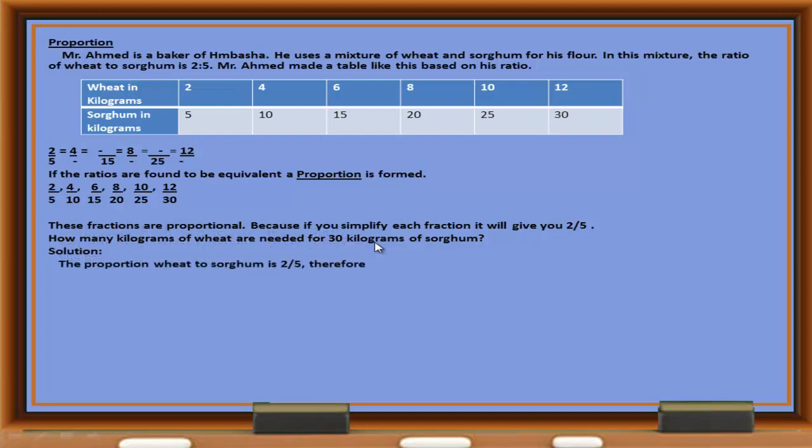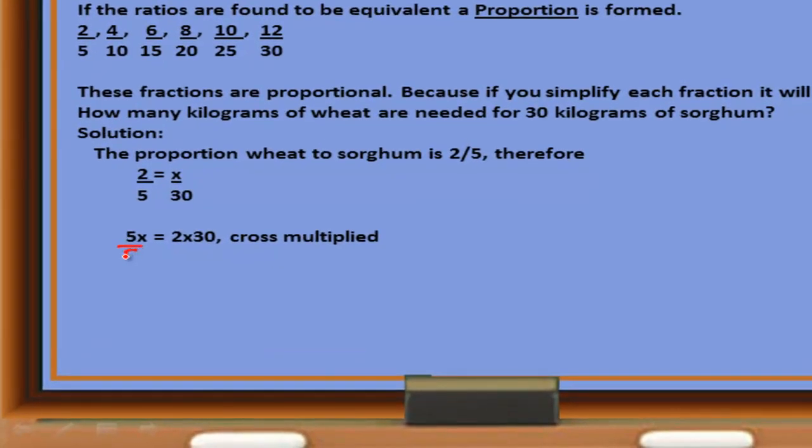Solution. The proportion of wheat to sorghum is 2/5. Therefore, 2/5 is equal to x wheat in kilograms over 30 sorghum kilograms. We cross multiply: 5 times x is 5x, 2 times 30 is 60. x is equal to 12, that is, divide both sides by 5.